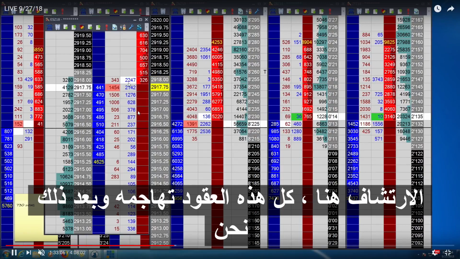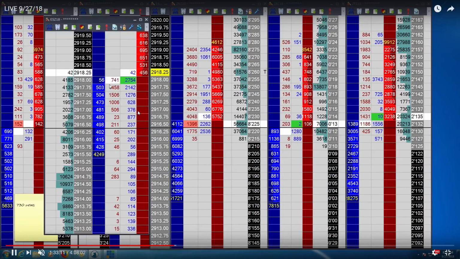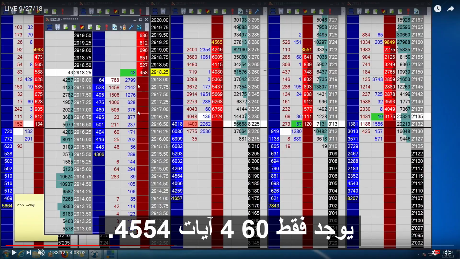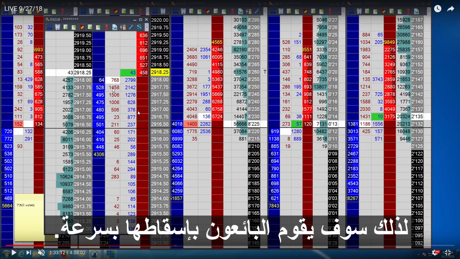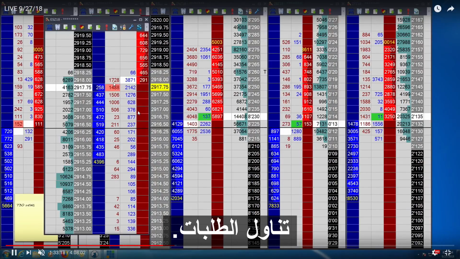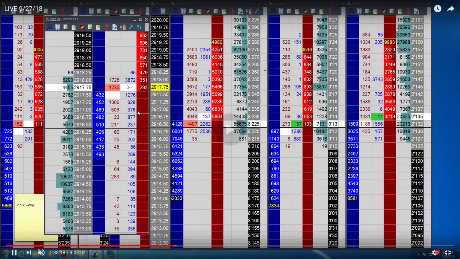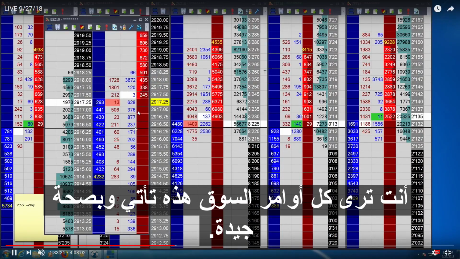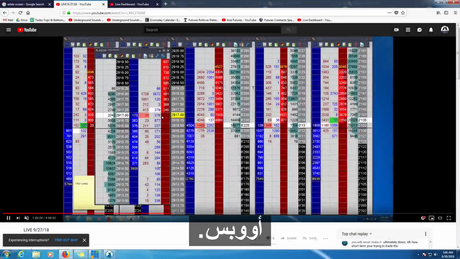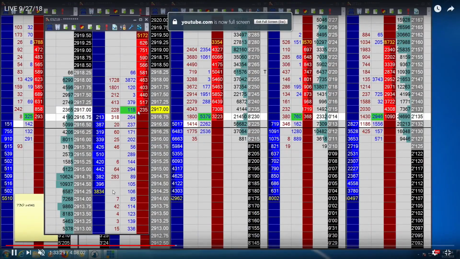And look at the absorption here. All these contracts attacking it, and then we're briefly up here. 41 contracts attack. However, it's weaker down here. There's only 64 versus 454, so sellers are going to drop it in quickly. See how they're aggressively attacking it. They're eating up those orders, eating up the orders. Now that the sellers have eaten up the orders, they're going to try to hold right here. You're seeing all these market orders come in, and well, now it's over. That's all over. Oops, didn't mean to do that. And then the market just collapses in.